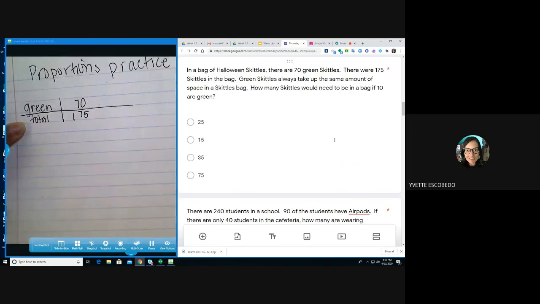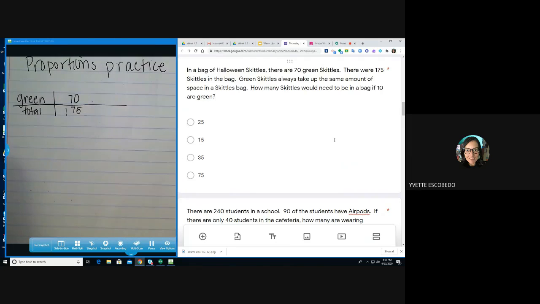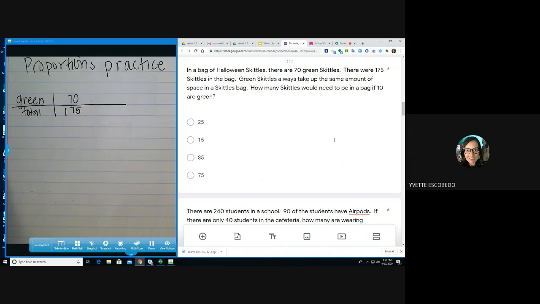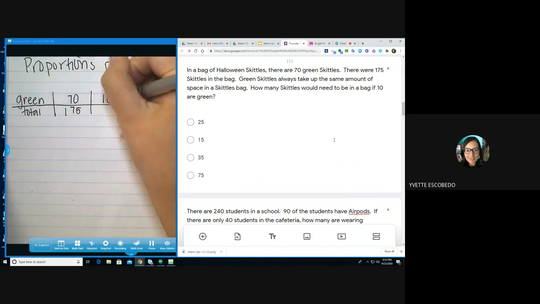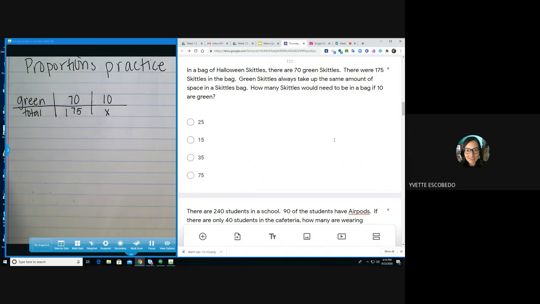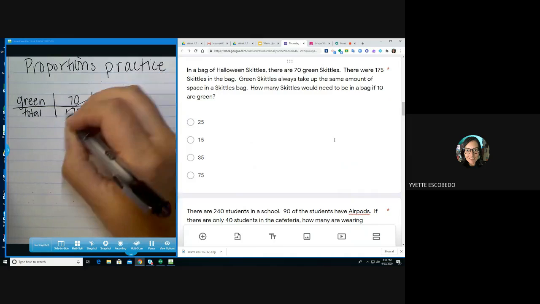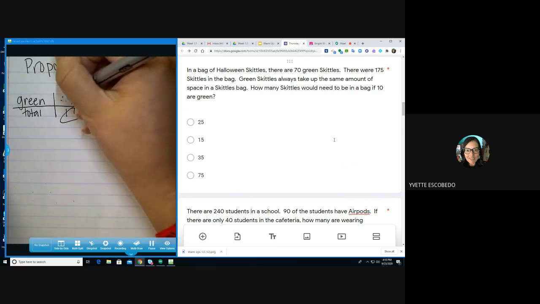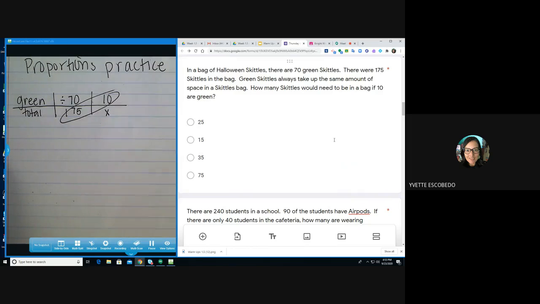So now it says, how many Skittles would need to be in a bag if 10 are green? So now they're telling you that 10 of these are green. So how many would be in the bag? And you're going to solve this the same way that we've been solving our proportions. You're going to cross multiply and divide. Go ahead and pause your video, solve this problem, and I'll help you set up the next one.